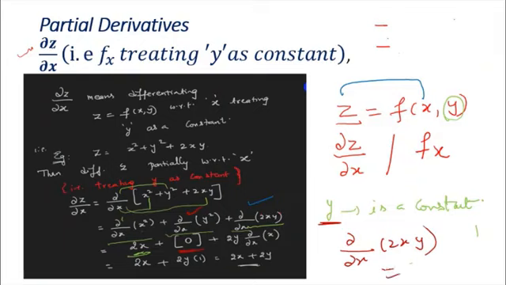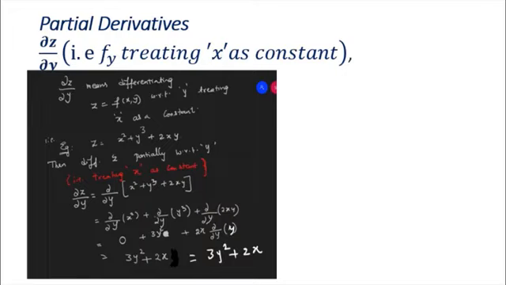In this, only x is a variable and the other terms, 2 and y, are constant. So any constant you can bring it out. 2y into dou by dou x of x. 2y is a constant, y is also a constant. Dou by dou x of x is 1, so 2y into 1 will be 2y. So this is 2y into dou by dou x of x, which is 2y into 1. So the final answer is 2x plus 2y.